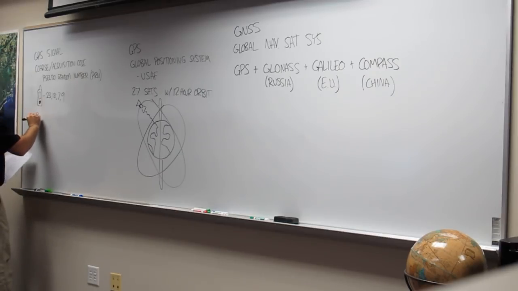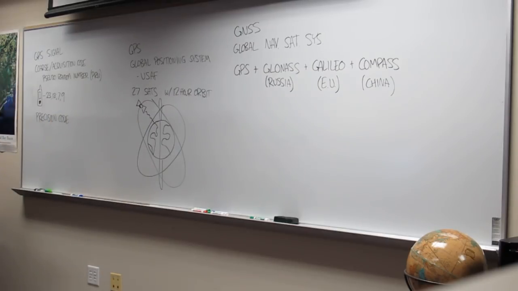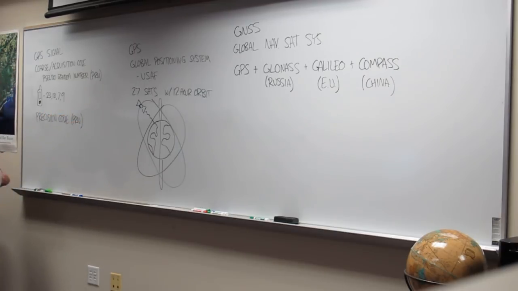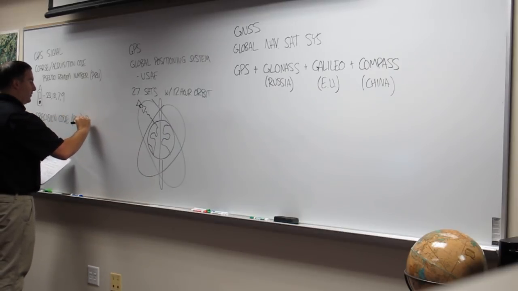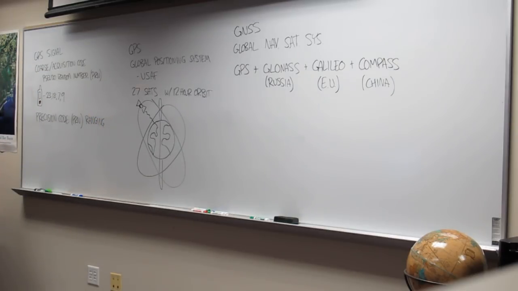The next is the precision code. This is also a PRN, and this is used for ranging, meaning computing the distance between yourself and the satellite. Okay, so right now all you know is which satellites you can hear and approximately how far away from those satellites you are, okay?